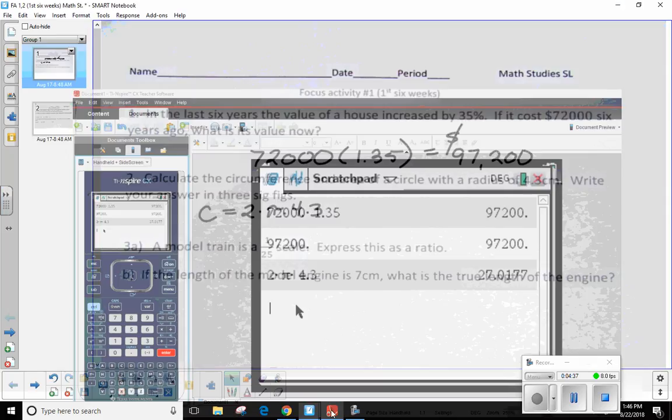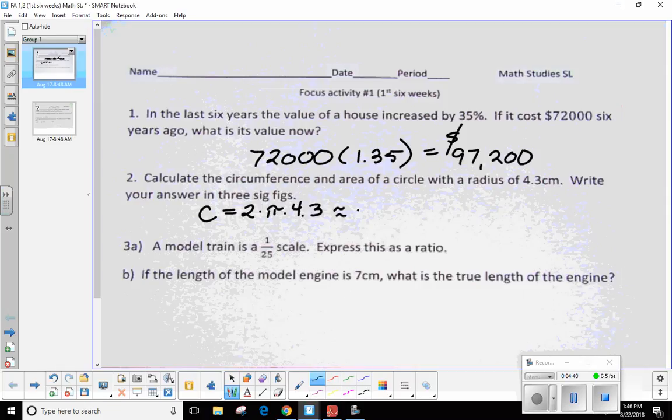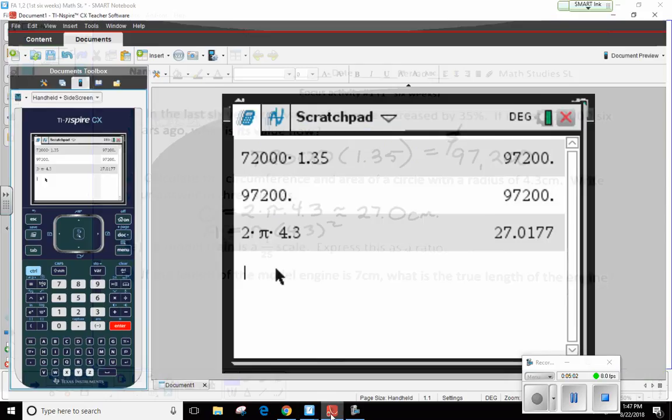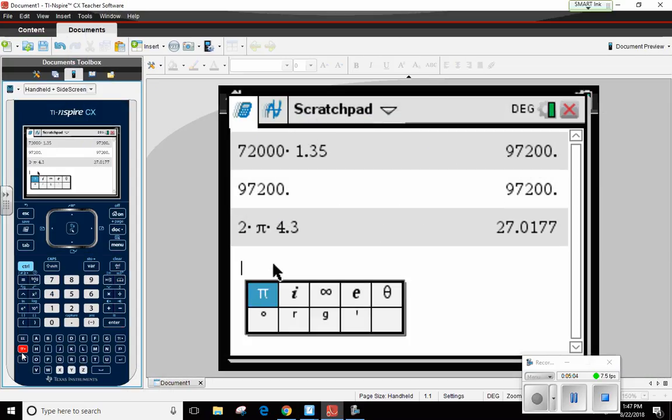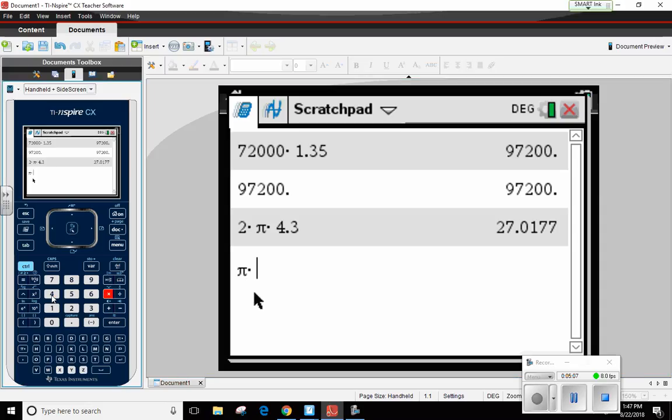0.0, there we go. Okay, because that 0 is still a placeholder. And we're talking centimeters. And then, of course, what's the formula for the area of a circle? Radius squared times pi. So pi r squared. So pi times 4.3 squared. Okie dokie. Come on down here again to pi times 4.3 squared.